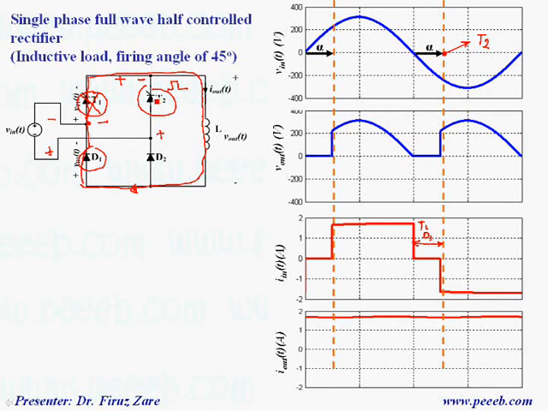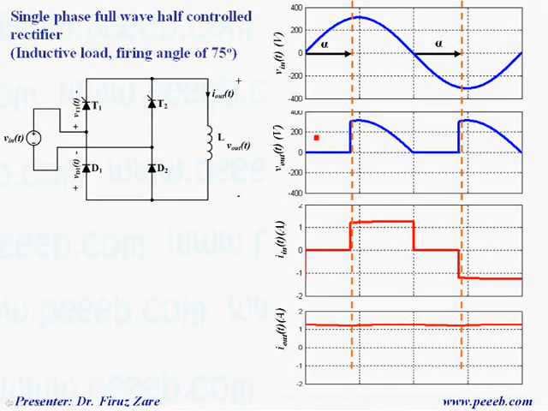So in this case, over this cycle, T2 and D1 conduct, and these switches are on, and we have this portion of input voltage with this polarity across the load. So here we can see that we have only positive voltage across the load, and we can also control the output voltage by changing the firing angle.